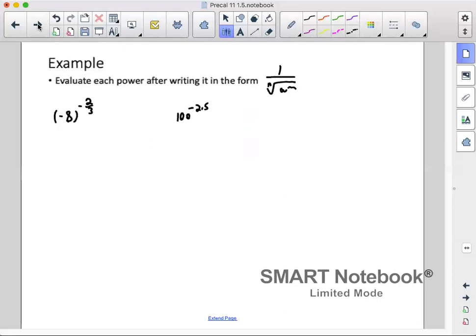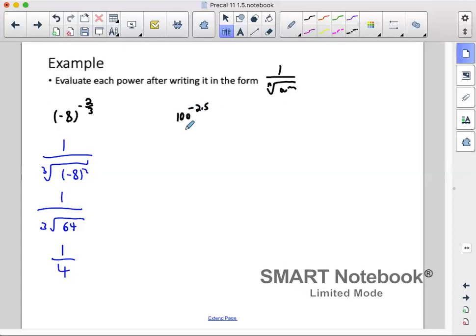Okay, so example, evaluate each power after writing in the form 1 over nth root of a to the power of m. So this first one, we've got the negative, so therefore we have the 1 over. And then because it's a 2, that's going to be our exponent on this side. And the 3 will be in front. So that would give us 1 over the cube root of negative 8 squared is 64. Cube root of 64 is 4, so we have 1 over 4.